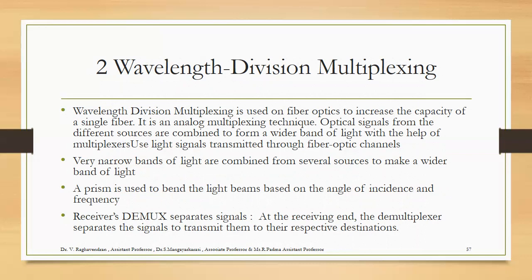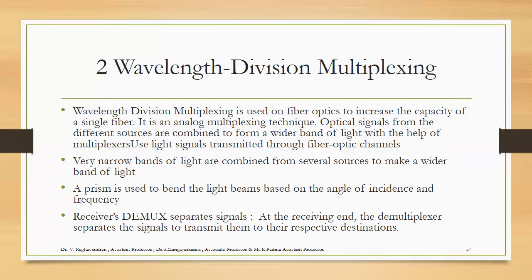This is used in fiber optic cables. For what purpose is it used in fiber optics? It is used to increase the capacity of a single fiber. It is an analog multiplexing technique. Next, optical signals are received from different sources, and all the different sources' optical signals are combined to form a wider band of light with the help of the multiplexers.